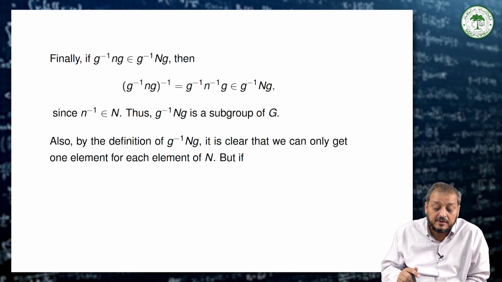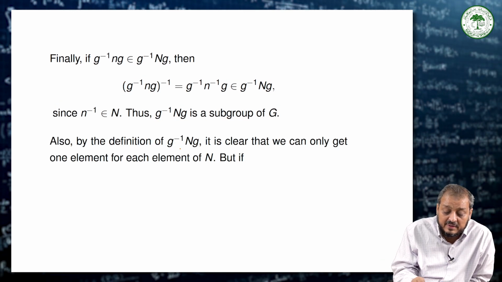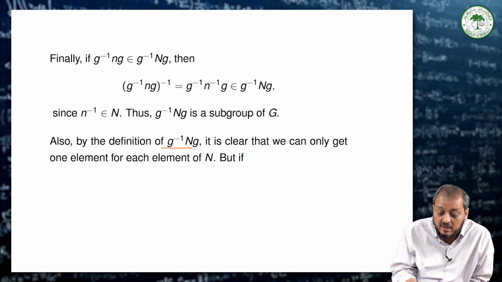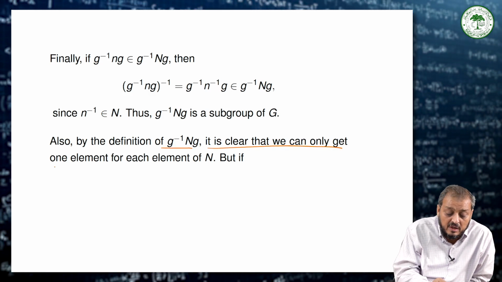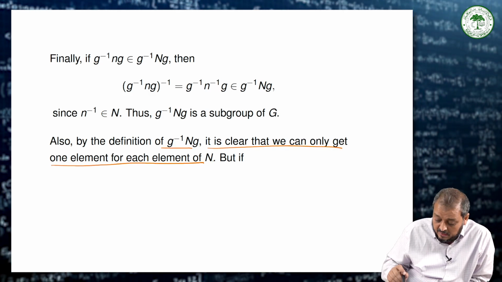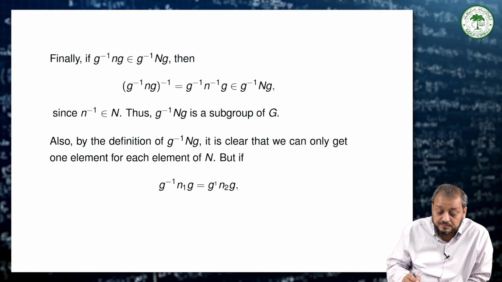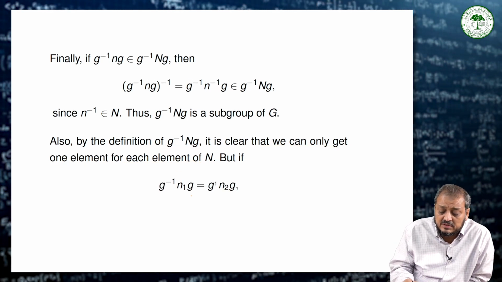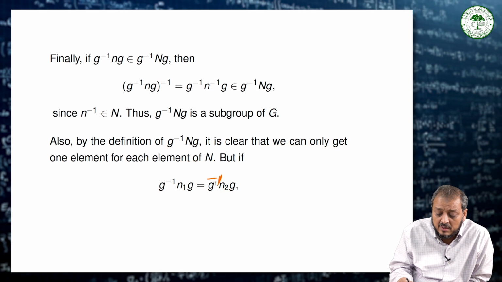Now we have to show that by the definition of g inverse Ng, it is clear that we get one element for each element of N, but g inverse n1 g is the same as g inverse n2 g.